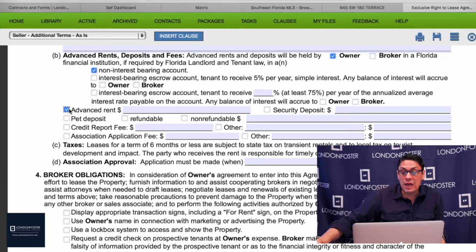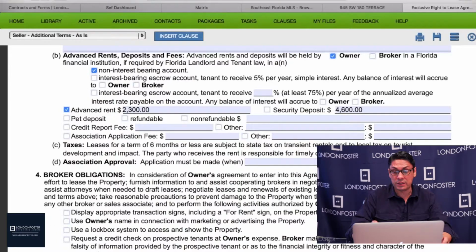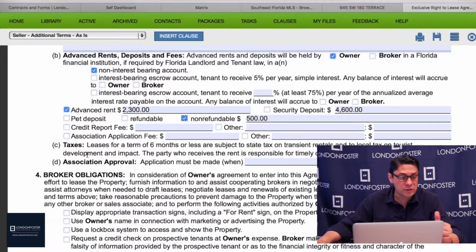So again, you can say what advance rent you would like to collect. So you would maybe say you're going to hold $2,300. Security deposit, you can say you're holding 2 months security deposit. If there is a pet deposit, you want to make sure you write that if it's refundable or non-refundable. So let's say there is a pet deposit of $500 and it is not refundable. That means that this person understands that they're going to pay this fee to be able to allow a pet and that the owner is going to keep the $500 regardless of whether or not the house has been damaged at all, because they're planning on having the house cleaned or it's simply what they're requesting.